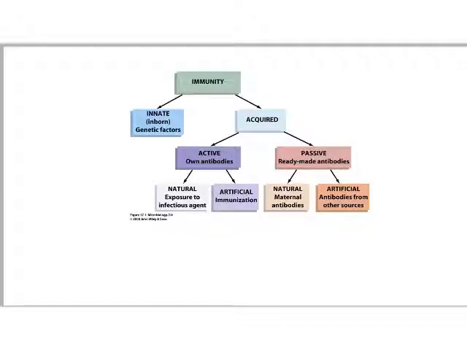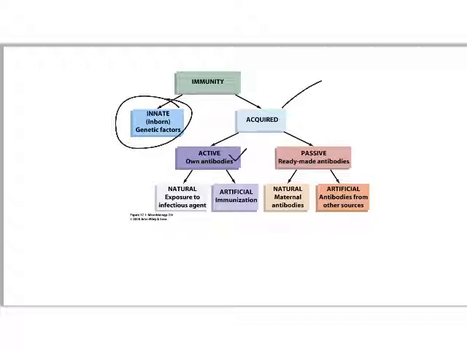Okay, so we're going to start talking about immunity here. The last thing was about innate immunity. So now we're going to talk about acquired. So acquired is also kind of like adaptive. This splits into two categories.